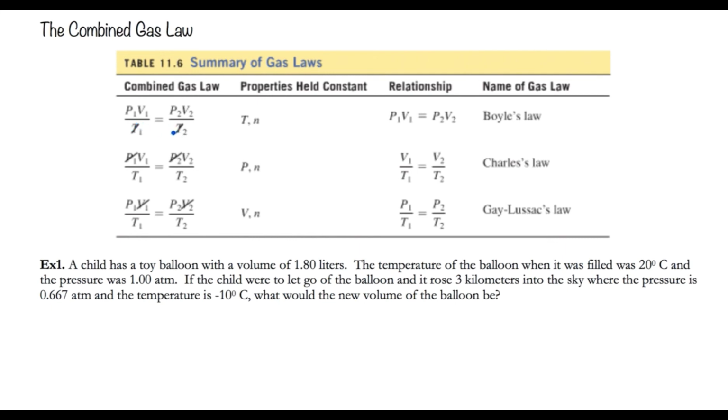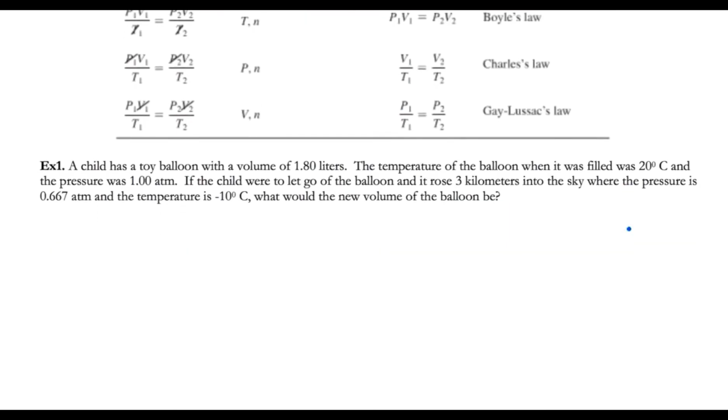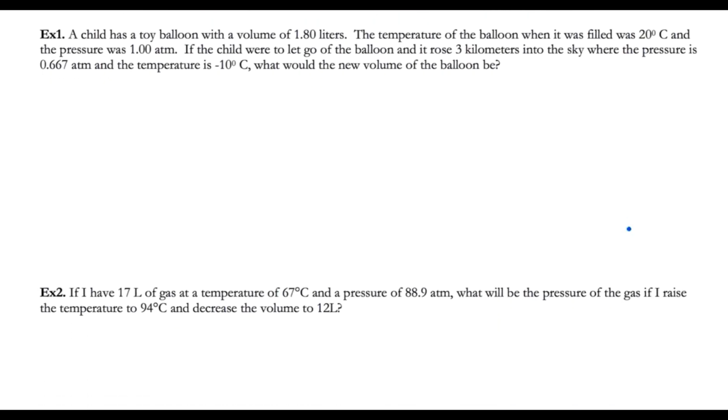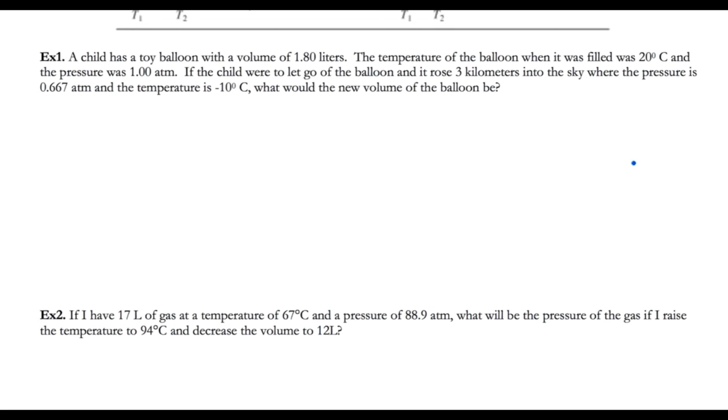So for example, if you're keeping temperature constant, if you get rid of temperature, you've got Boyle's law. If you're keeping pressure the same, you have Charles' law. And if you're keeping volume the same, you've got Gay-Lussac's law. So let's look at two examples where we're actually changing all of our variables, pressure, volume, and temperature.